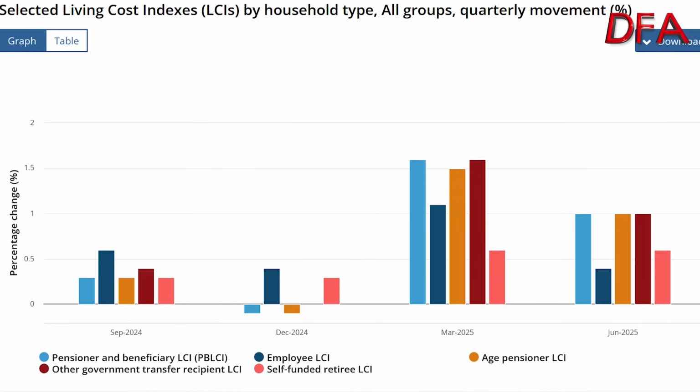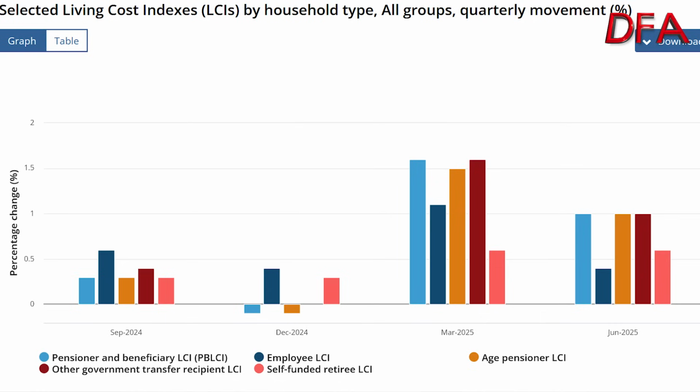The ABS said that all household types saw rises in the quarterly living costs in the June 2025 quarter, ranging from 0.4% to 1%. Employee households had the smallest rise in living costs of all household types this quarter. The last time this happened was in March 2022 quarter, before mortgage interest rates began to rise.